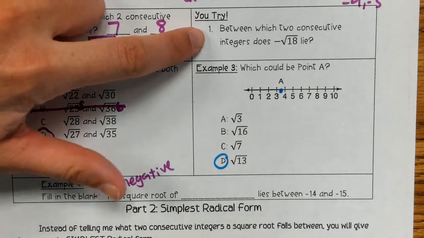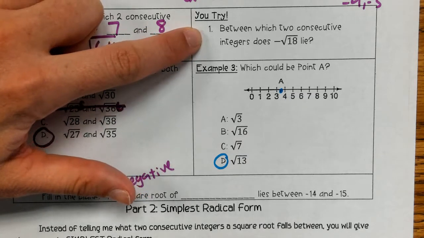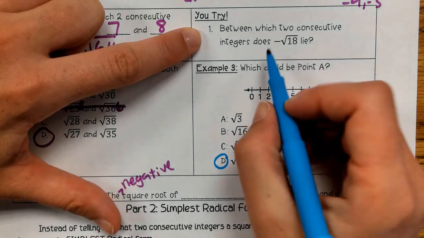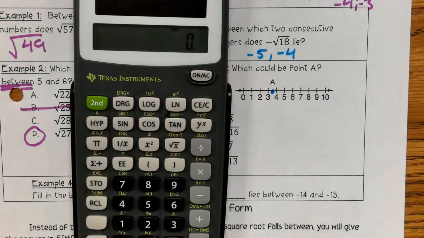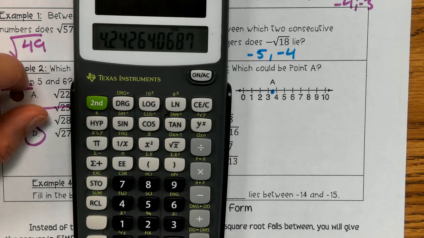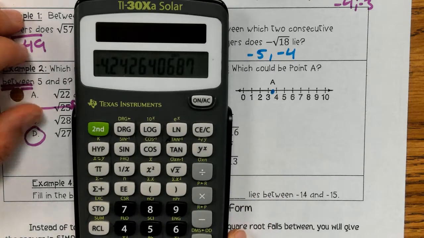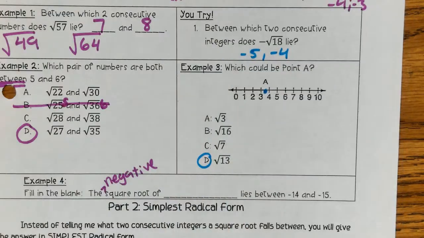Volunteer for this one above example 3. Xavier? Negative 5 and negative 4. The square root of 18 is 4.2. If you want to know the negative square root, you put the negative on at the end, and you can read that's negative 4.2, which is between negative 5 and negative 4.